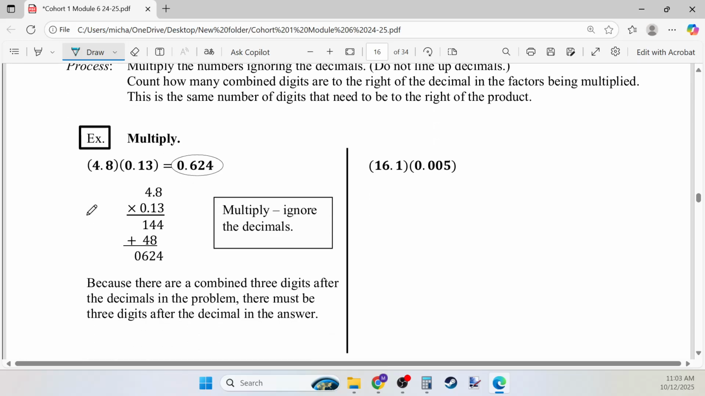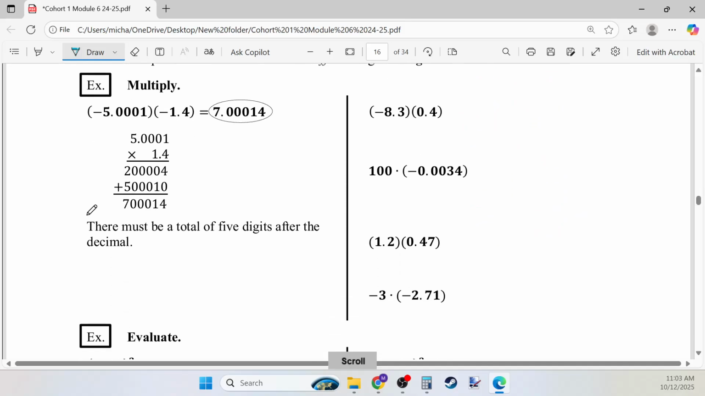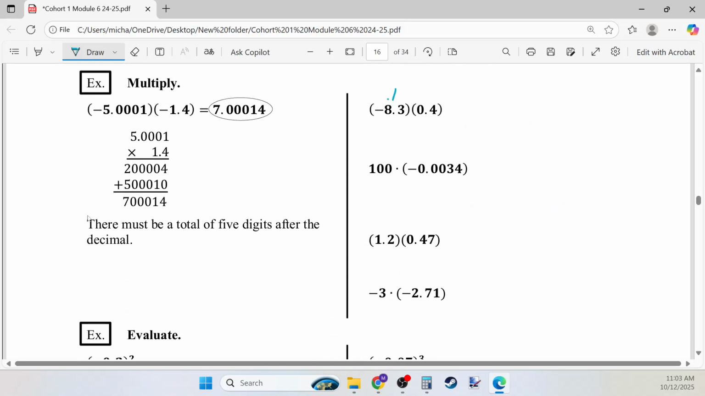We're going to multiply. We have 0.005 times 16.1. Multiply 5 times 1 is 5, 5 times 6 is 30, 5 times 1 is 5, plus 3 is 8. There are 1, 2, 3, 4 digits past the decimal, so I need to put a placeholder 0 to make that happen for us. We have a negative times a positive, so our answer will end up being negative.